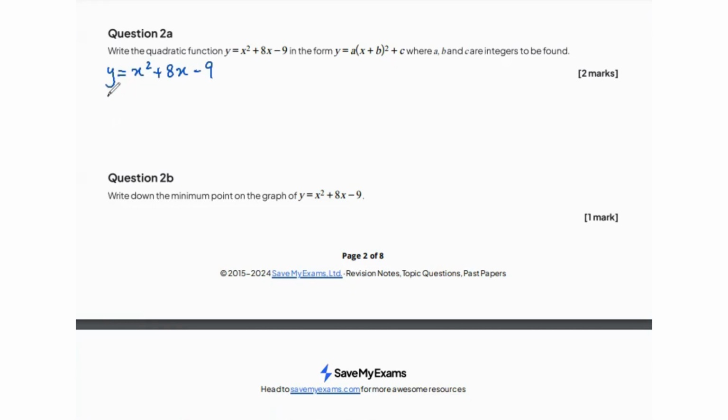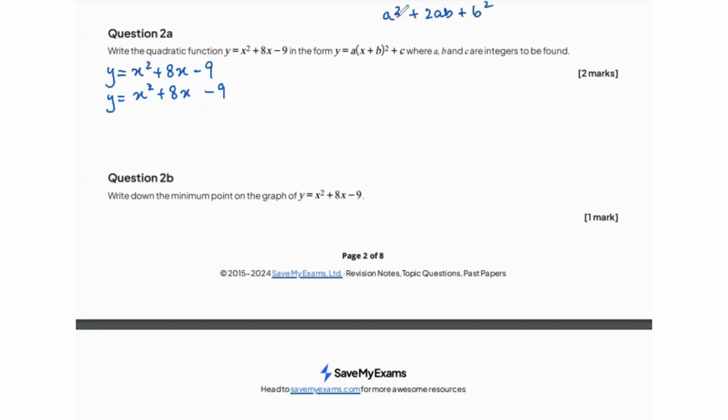So for that, we're going to write x squared plus 8x together, and I'm going to separate the negative 9 over here. So if you remember the formula, a squared plus 2ab plus b squared.